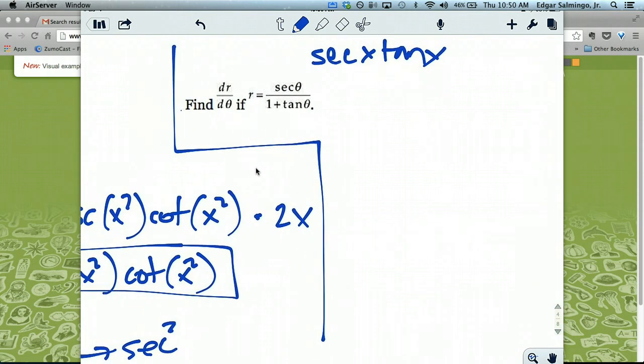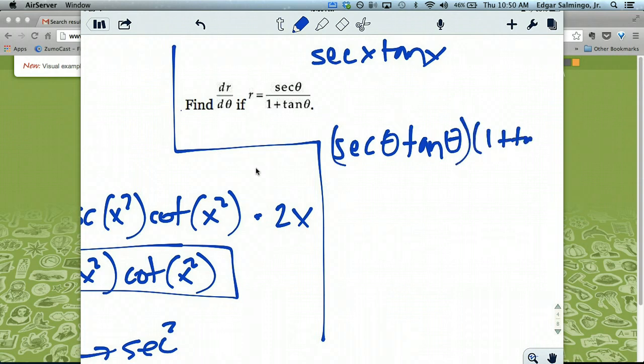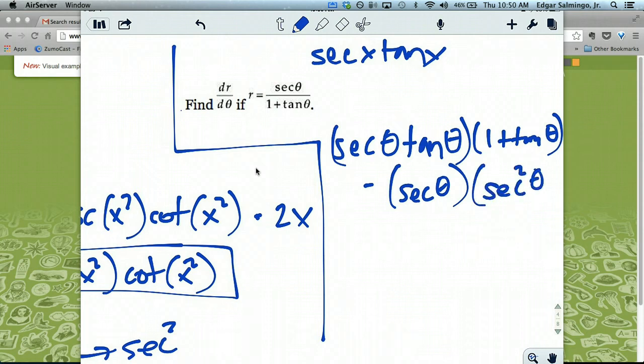So here we go. The derivative of the numerator, as I told you, secant. In this particular problem, they use theta. So secant theta, tangent theta. Leave the second one alone, so 1 plus tan theta. Minus, I'll leave the first one alone, secant theta, times the derivative of the denominator, and the derivative of the denominator is just going to be secant squared. All over my denominator squared.